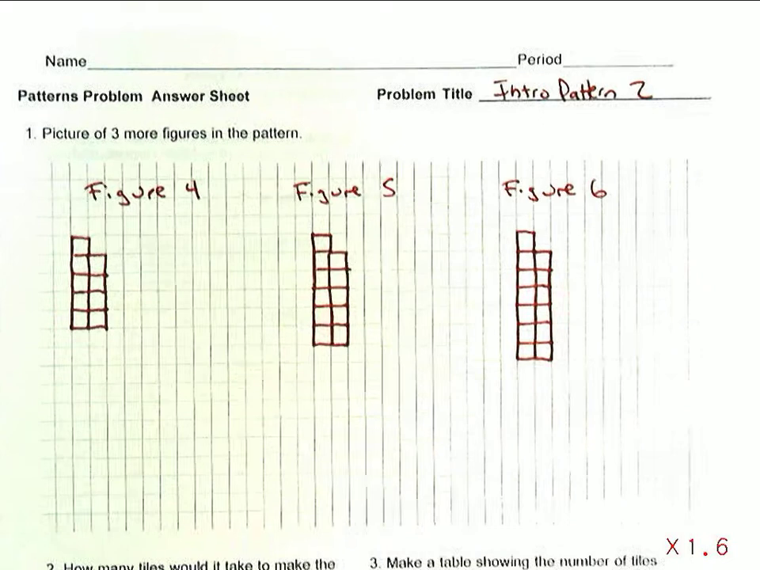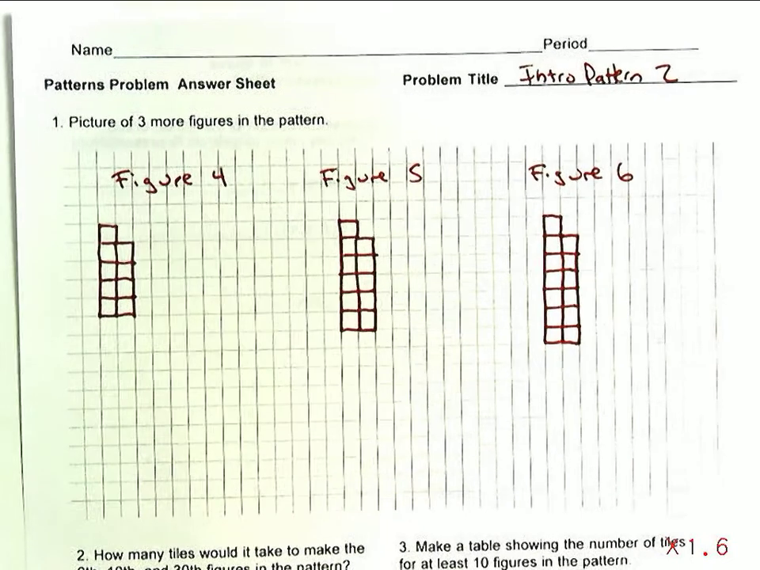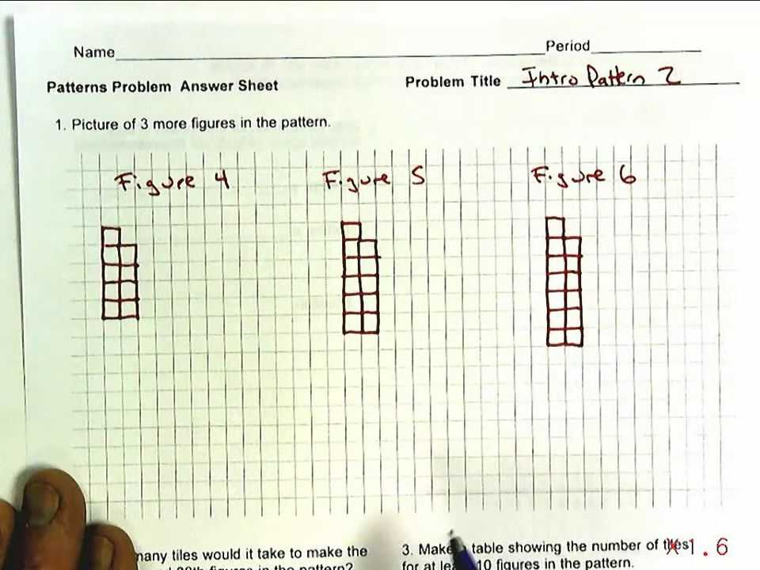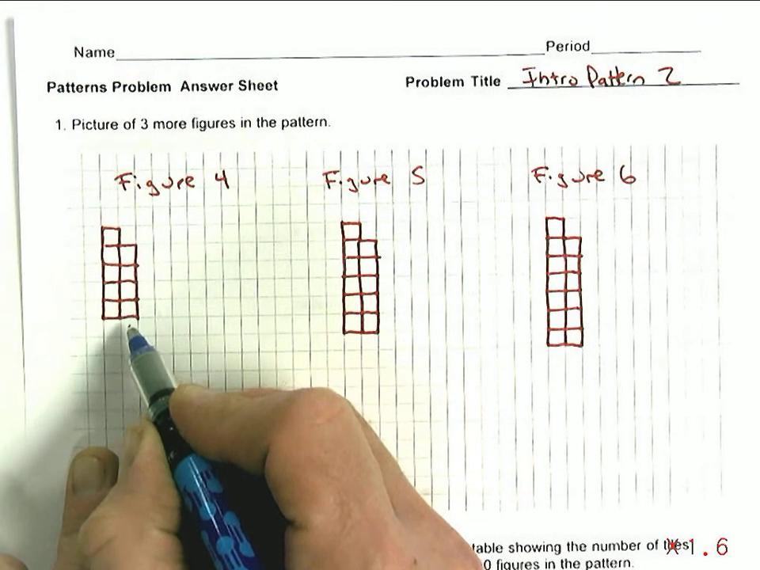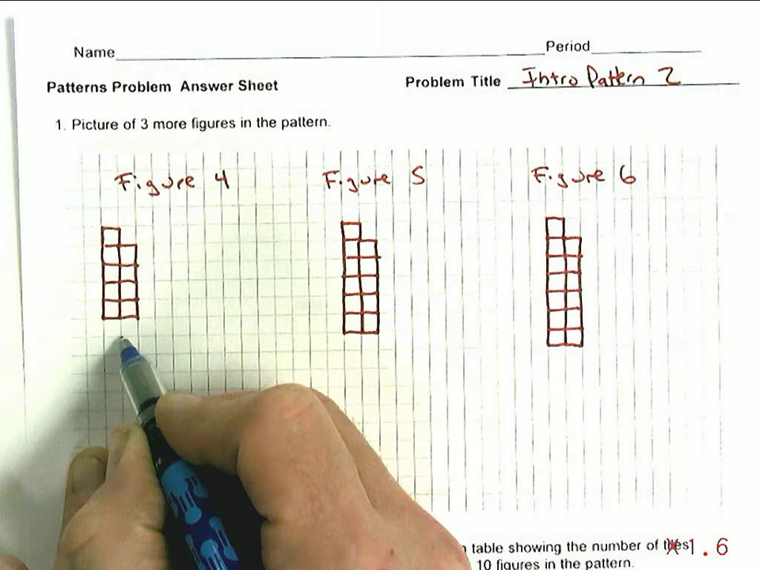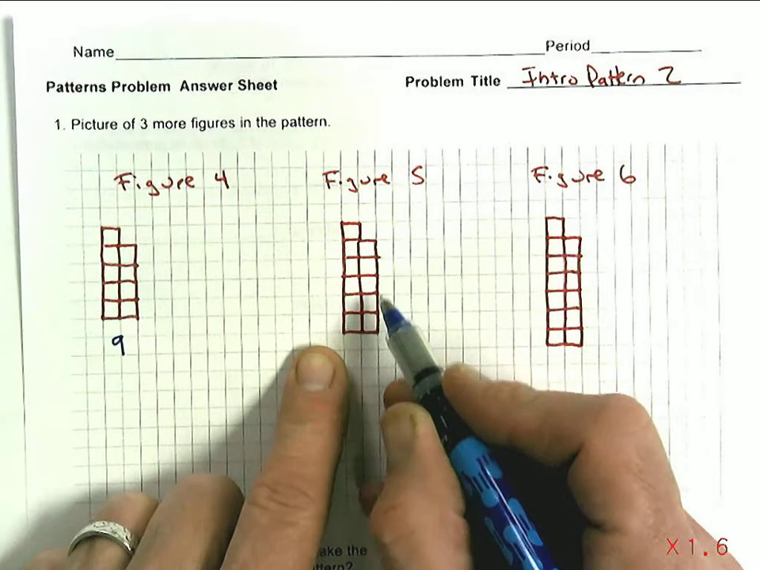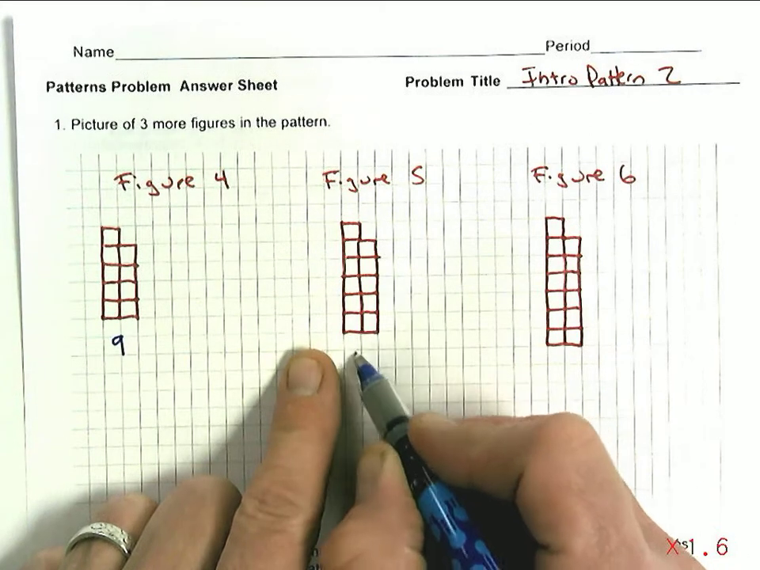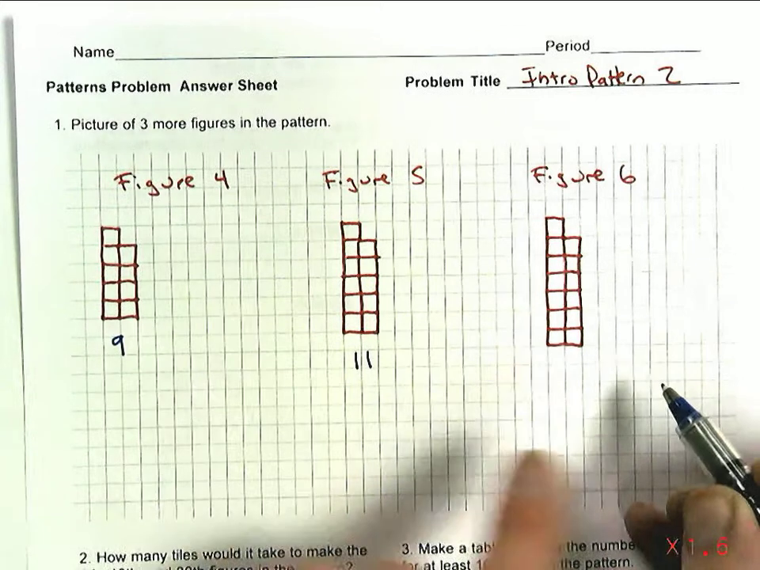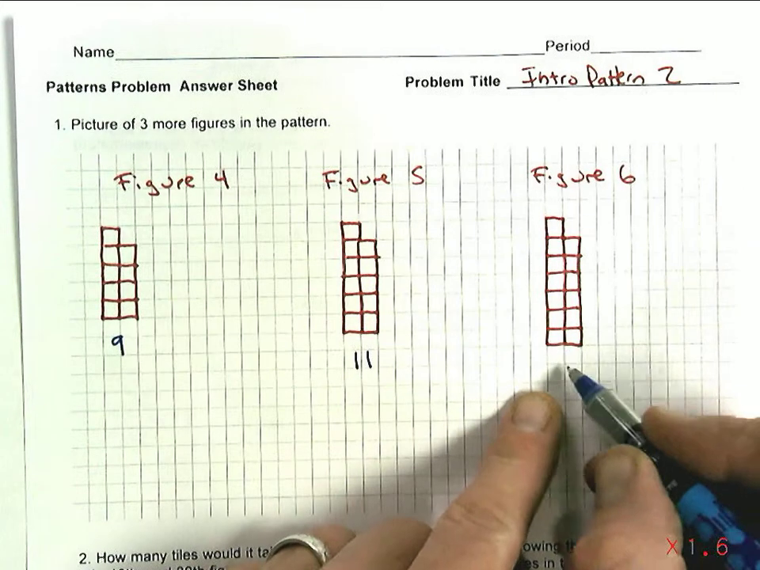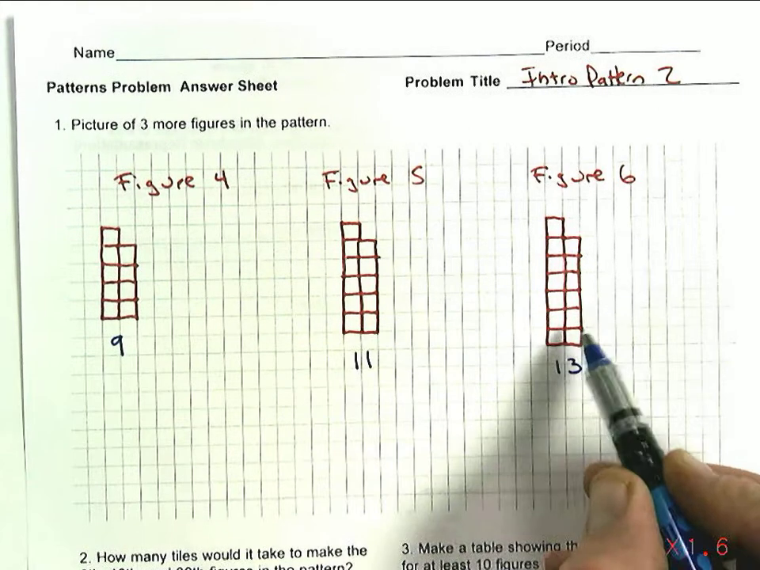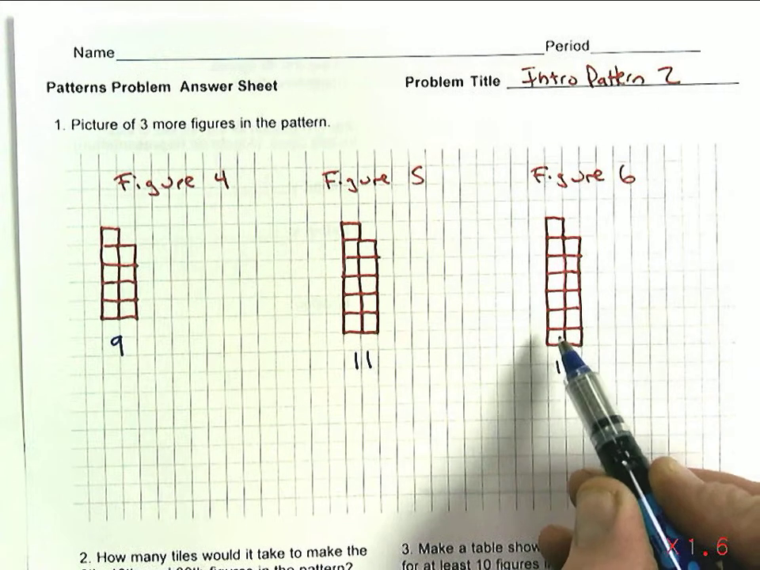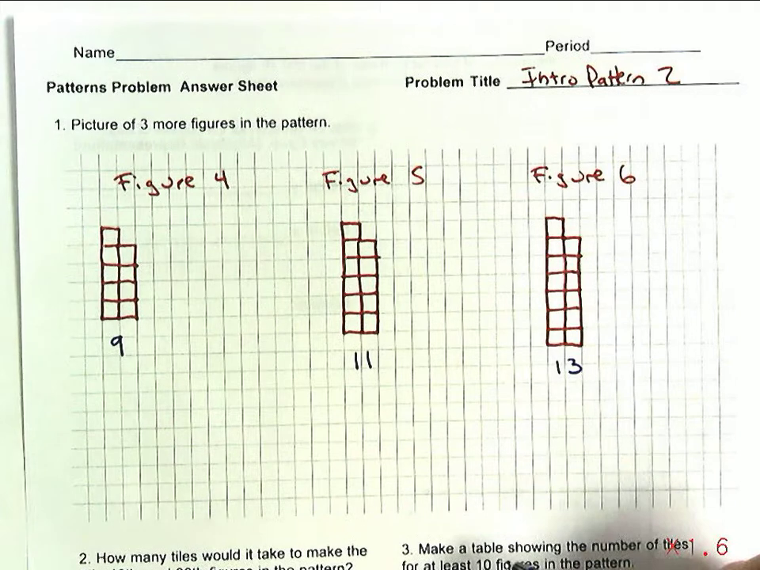So I want to go to the additional figures in the pattern. Here's figure 4, which if we continue, so we added 2 more to the bottom here in figure 4, and so that one has 9, and figure 5 has 2 more, so that'd be 11, and figure 6 has 2 more, which would be 13. So again, the idea that we're adding 2 to the bottom of each figure to get the next figure.